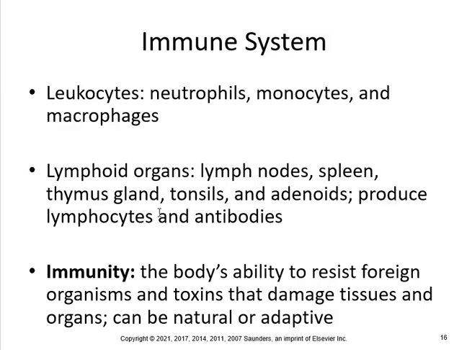The immune system itself consists of leukocytes, neutrophils, monocytes, and macrophages. The lymphoid organs are lymph nodes, spleen, thymus gland, tonsils, and adenoids, which produce lymphocytes and antibodies. What is immunity? Immunity is the body's ability to resist foreign organisms and toxins that damage tissues and organs. You can get that natural or adaptive. So let's talk about the difference between the two.